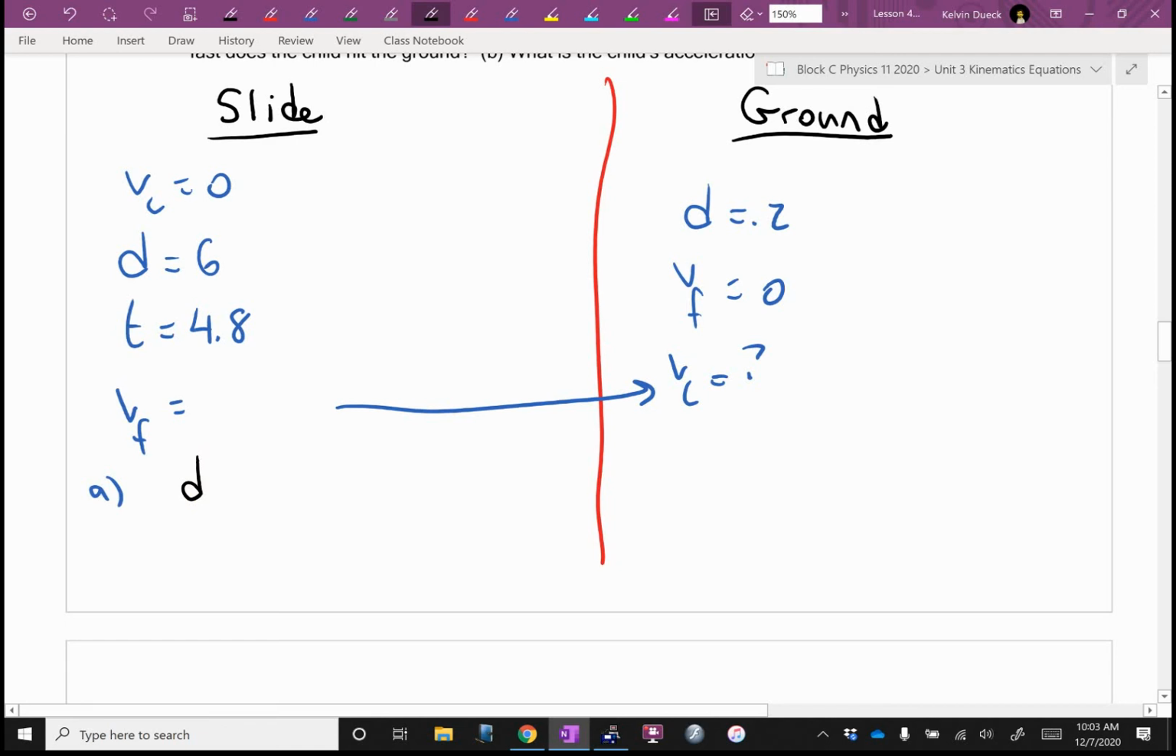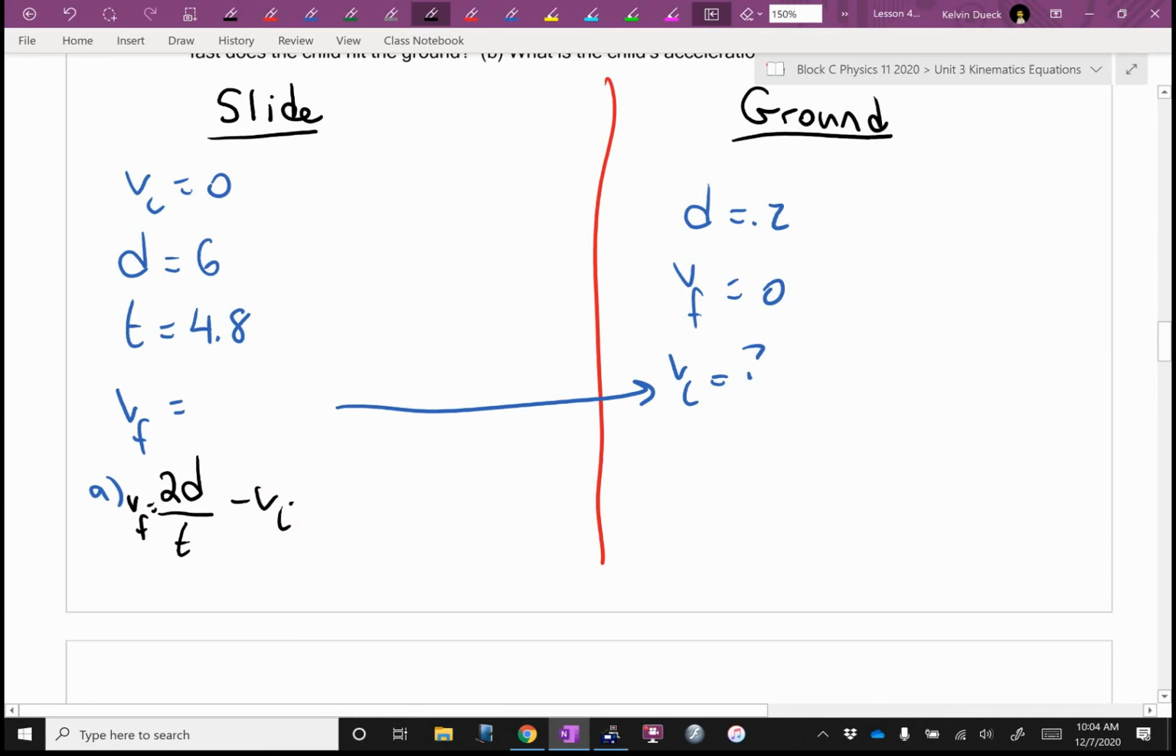How will I move the outside the brackets over? I think it's going to be times by 2. Divide by T. And that would leave the VI plus VF by itself. So how will I move the VI over? That's VF.